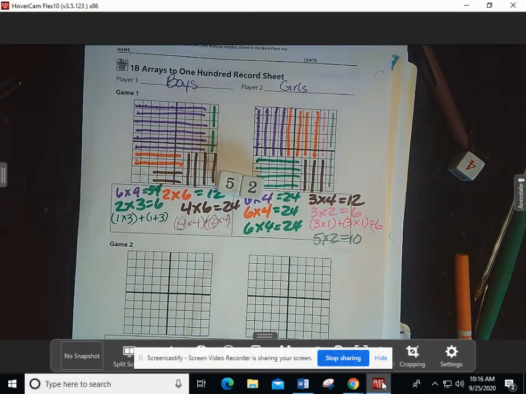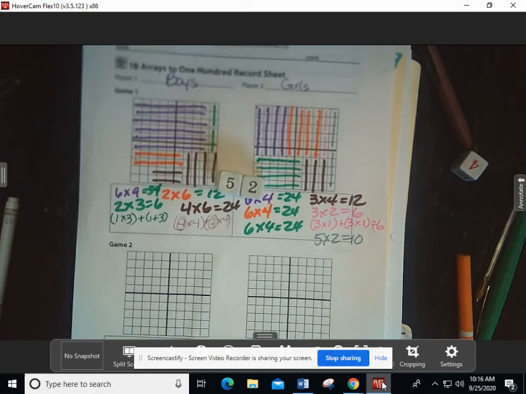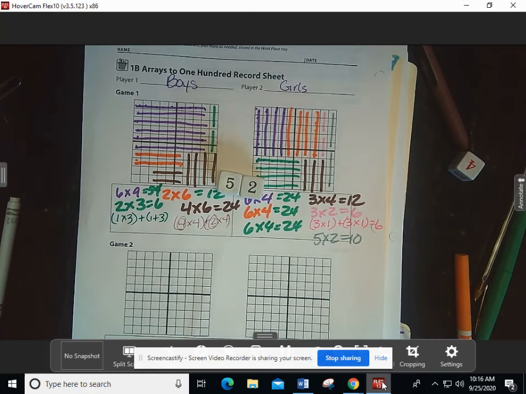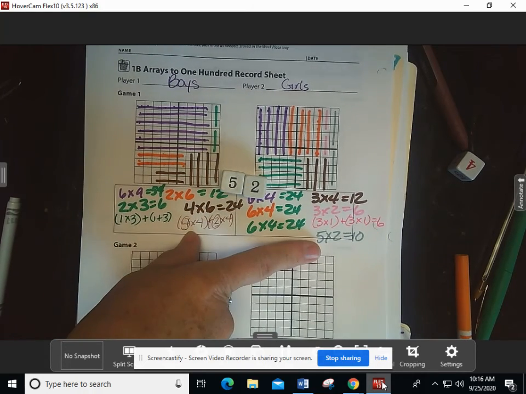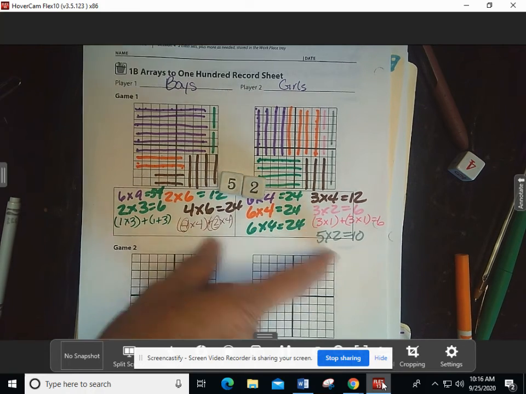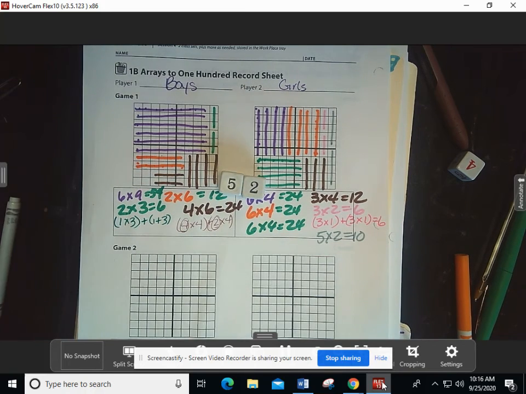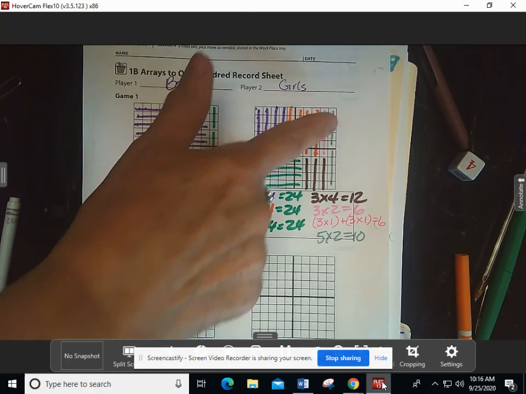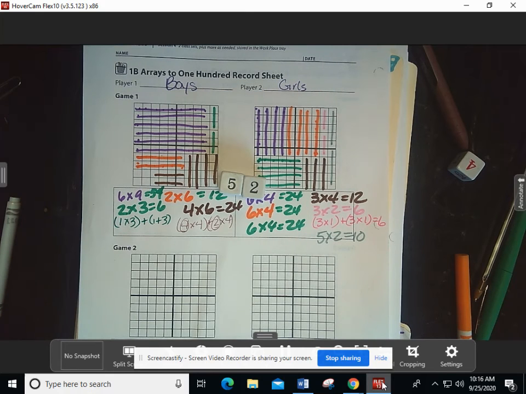Okay, we have pandemonium in the stadium. Anyway, how do we write this equation so the girls can win? Because if they can't figure out how to write this equation, because they can't do a 5 by 2 array, the boys are going to win by default.